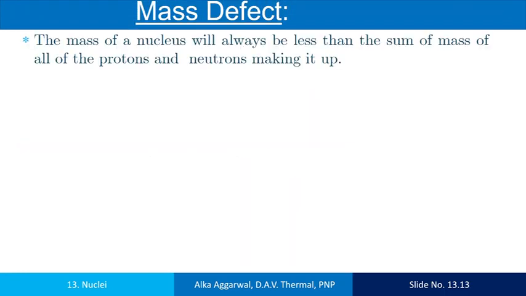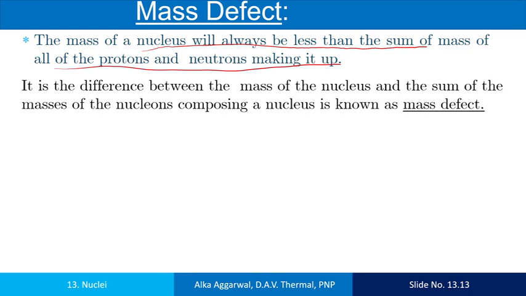Now the mass defect. Mass defect is, as you know, that the mass of the nucleus will always be less than the sum of the masses of the protons and the neutrons that make it up. And this difference in mass is called mass defect.